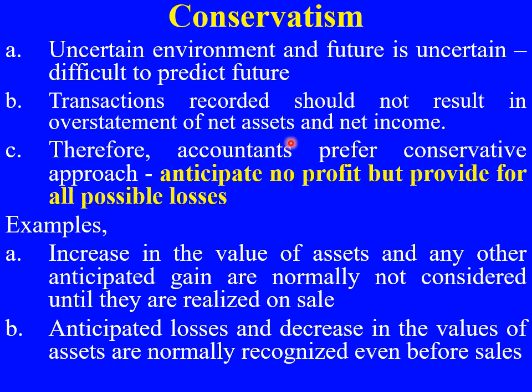So the transactions recorded should not result in an overstatement of assets or income. Therefore accountants prefer the conservatism convention, where they anticipate losses but not profit. That is the conservatism rule. So what conservatism tells us is that you need to anticipate all your future losses.